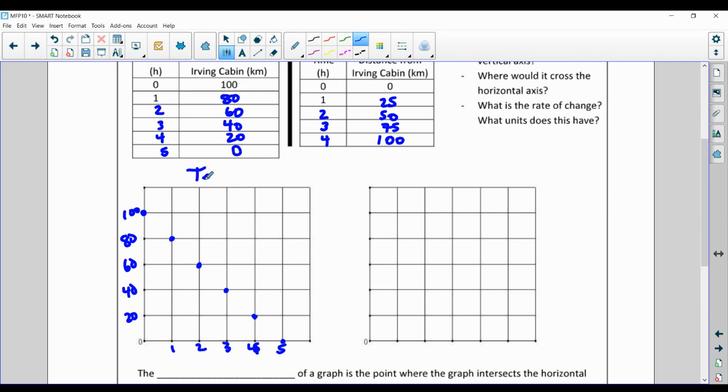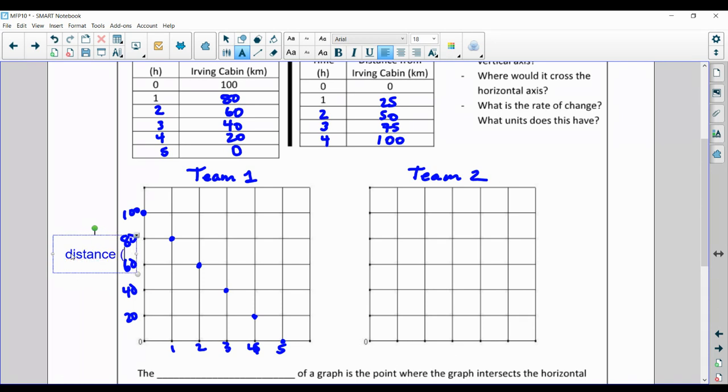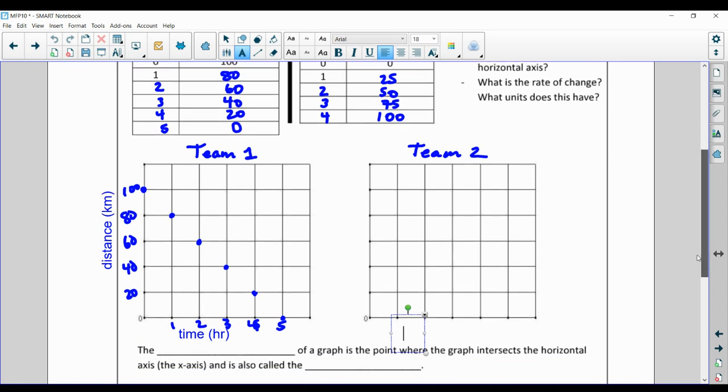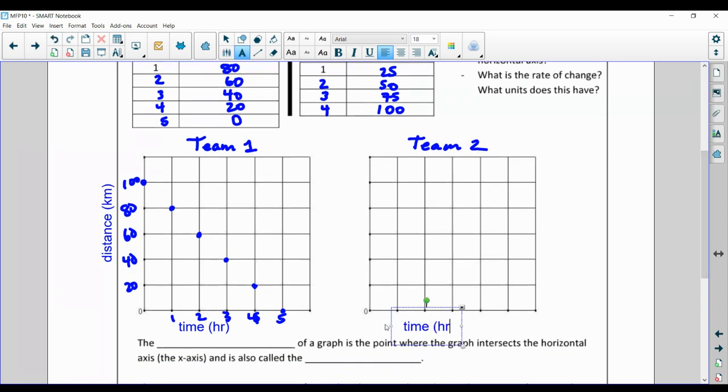We need to label these two graphs. I think it's fine to call these two graphs the graphs of team 1 and team 2. Don't forget we need a label here. So this one is going to be distance in kilometers. And I'm going to rotate that there as best as I can. Okay, and along the bottom, this is going to be time in hours. Okay, on this one, again, it's going to be time in hours. And along the side here, it's also going to be distance in kilometers.